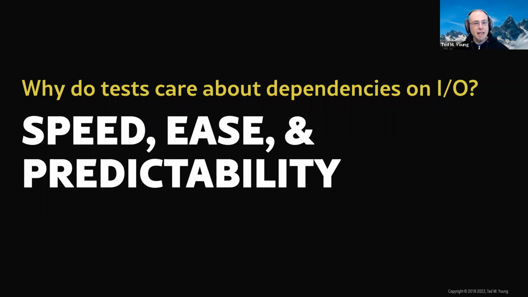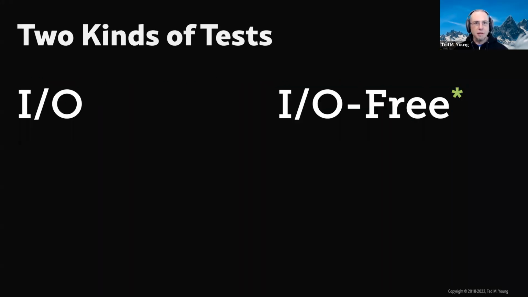So that means, again, there's two kinds of tests. There's IO tests that are going to be slower, harder to work with, and I want to minimize those as much as possible. Like, I want just 10% of my tests to be like that, maybe 20, depending on if there's a lot of integration and interaction with other things. And then there's the IO-free tests.